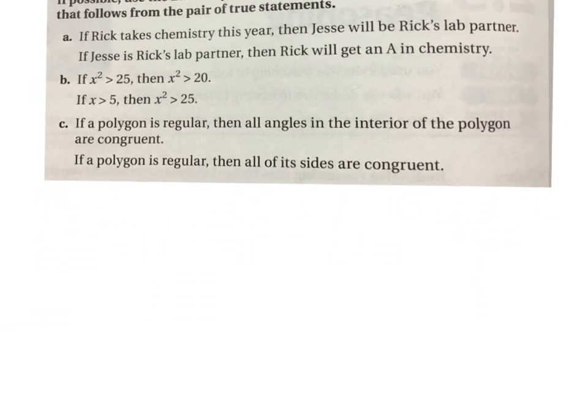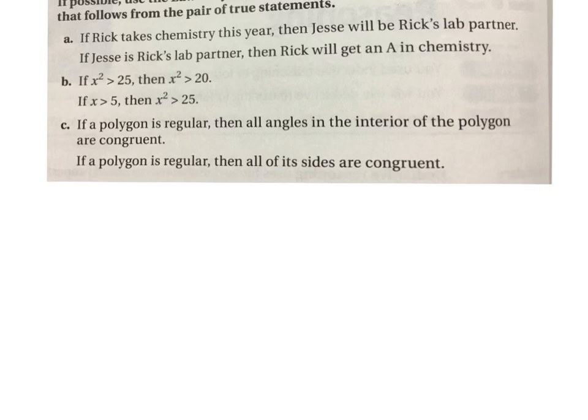All right, so let's look at B. I'm going to use my highlighter again. If x squared is greater than 25, then x squared is greater than 20. If x is greater than 5, then x squared is greater than 25.